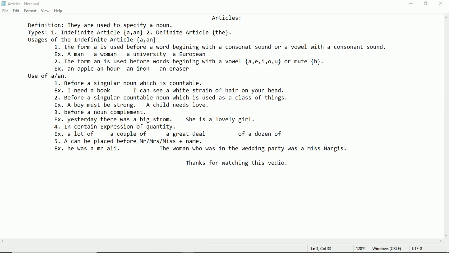We'll explore the differences between a, an, and the, discover when to use each one, avoid common mistakes, and practice with real life examples. By the end of this lesson, you'll feel more confident speaking and writing English.